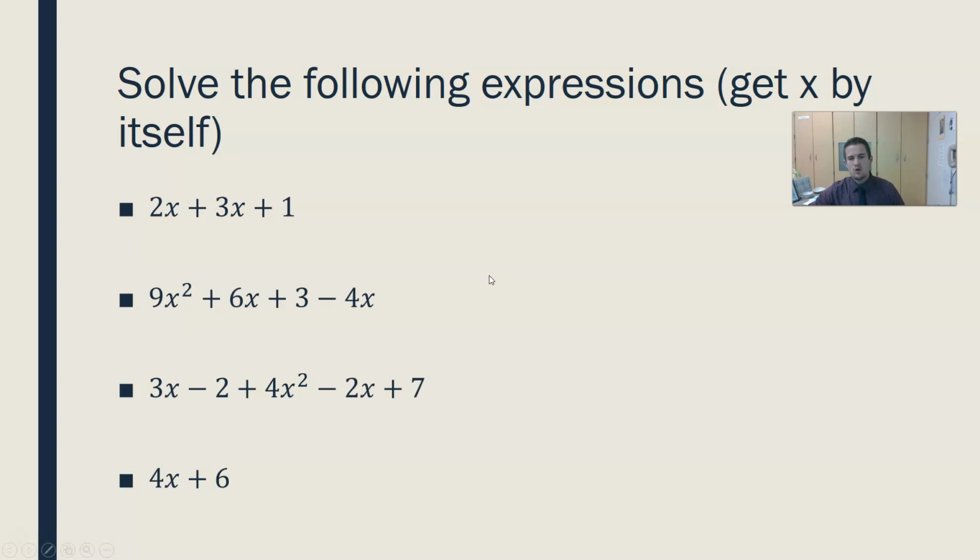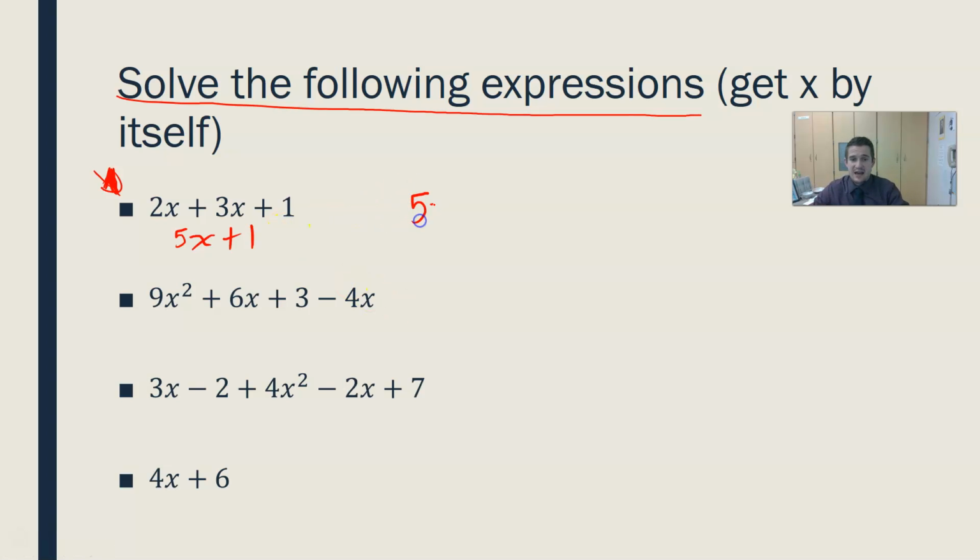Okay, so riddle me this. If I gave you an equation or an expression like these ones here, and I said, solve the following expressions, or get x by itself, what would you do? If I said, solve these expressions, or get x by itself, solve for x, what would you do? Well, if I take a look at this first one, for example, if I combine some stuff together, I get 2x plus 3x, which is 5x, and then I have plus 1. If I want to solve for x, I can't really do that here. That doesn't really make any sense. I can't get x by itself.